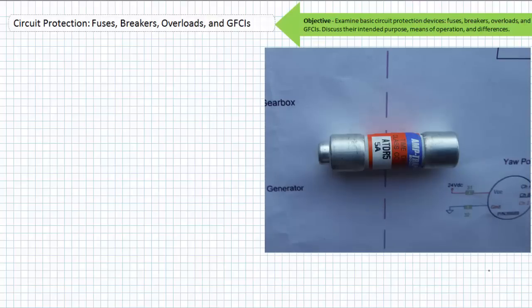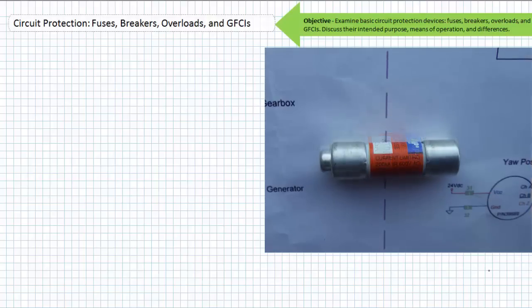Here's another fuse. It's a rejection type fuse with ferrules. It has a rated current of 5 amperes, a rated voltage of 600 volts AC and 300 volts DC. It has an interrupting capacity of 200 kiloamps AC and 100 kiloamps DC.